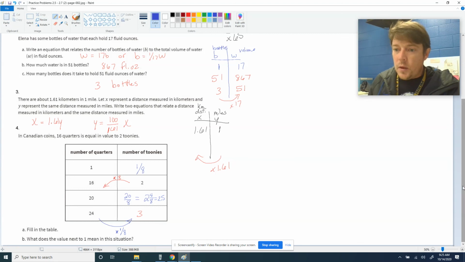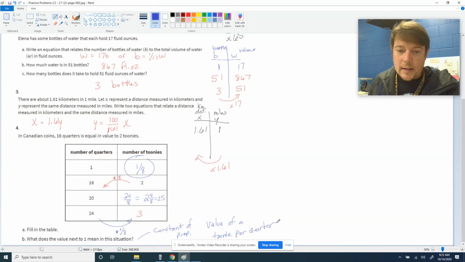Okay, so we have our table filled out, and then it asks us, what does the value next to the 1 mean in this situation? So it's asking about this value right here. This is our constant of proportionality. And it really represents the value of a toonie per quarter, right? It is the value of a toonie, which is a fun word to say. The value of a toonie per quarter.